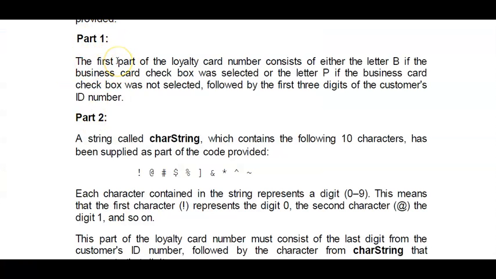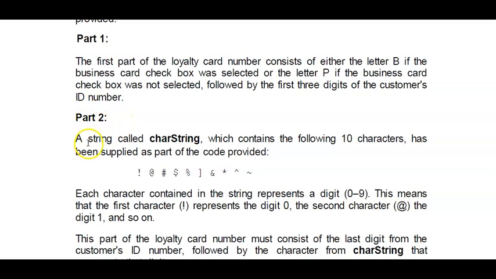Part 1 is displayed in the first edit box, and this one will consist of either the letter B or P, depending on whether they selected the checkbox or not. And then it will be followed by the first 3 digits of the customer's ID number. Maybe you want to press pause and just try it.